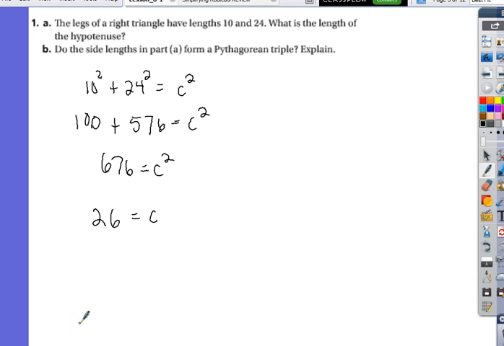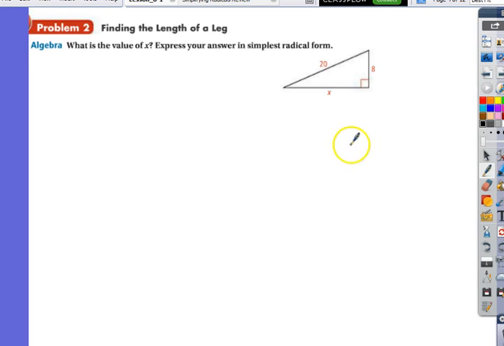Pythagorean triple, yes or no? Yes. Pythagorean triple, yes, because 10, 24, and 26 are all integers. All right. Now, you don't always have to have the hypotenuse missing to use the Pythagorean theorem.